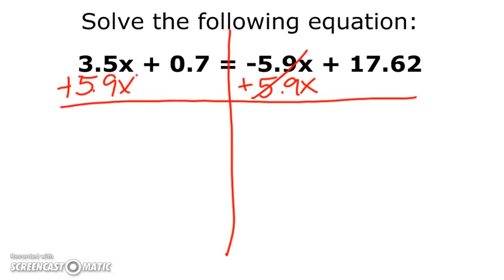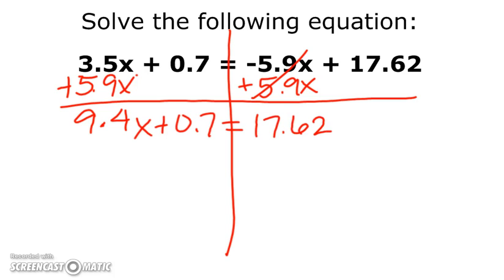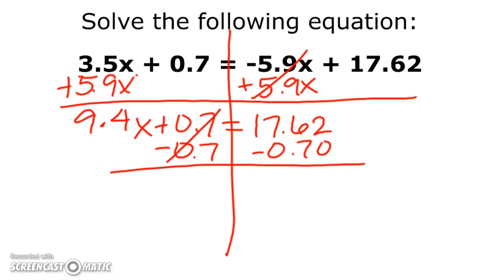That cancels, and I have, remember your decimal rules, but you also have a calculator, 9.4x plus 0.7 equals 17.62. Remember, I want my decimal by itself, so I'm going to take the inverse of positive 0.7 and do negative 0.70. This decimal and this decimal are the same. I just added a 0 as a placeholder.